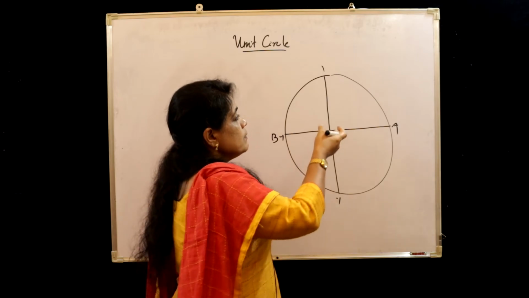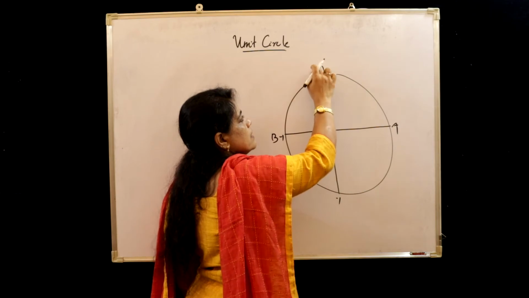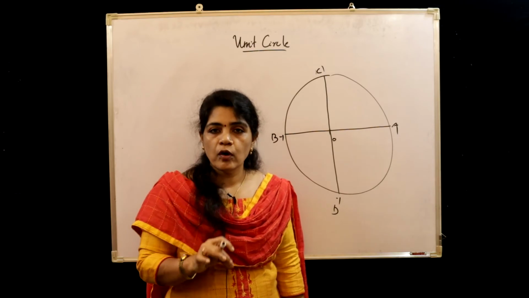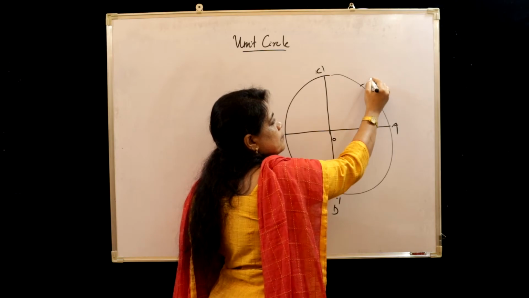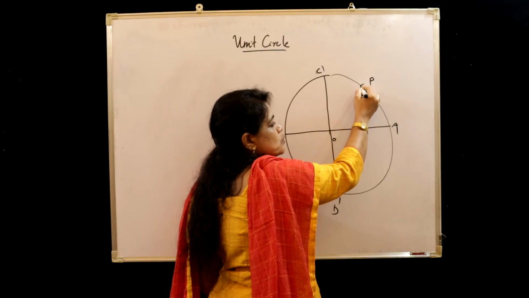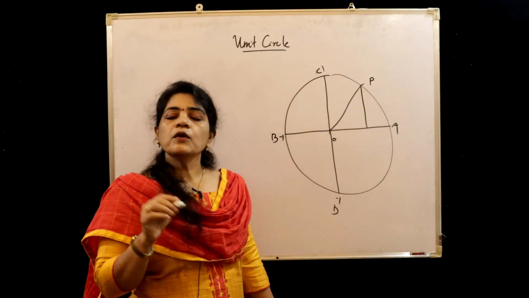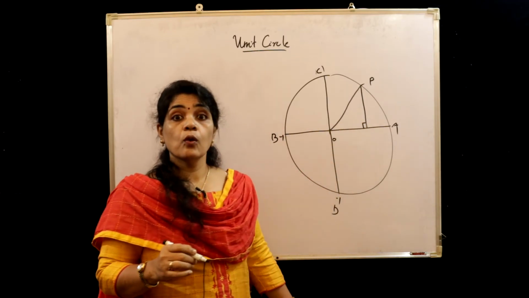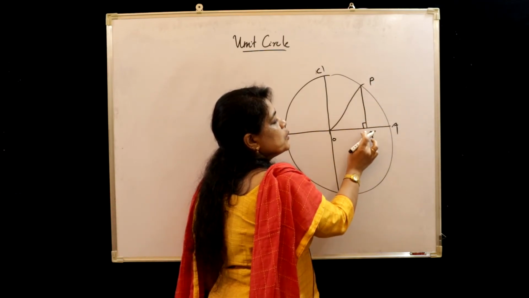Now you can see many points on the circle. Let it be A, here it is B, which we already marked, and CD are the diameters. And I am marking one more point on this circle, on this side. So let it be P. And I am dropping a perpendicular towards OA and joining OP. Now you can see a right triangle, being perpendicular towards OA, we can see a right triangle PQO.